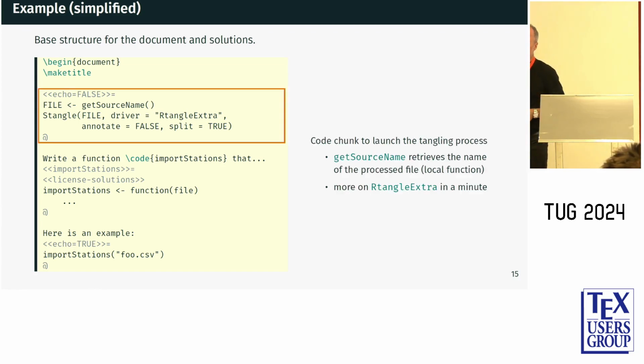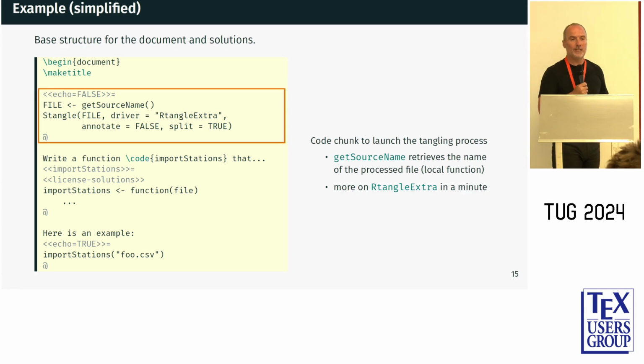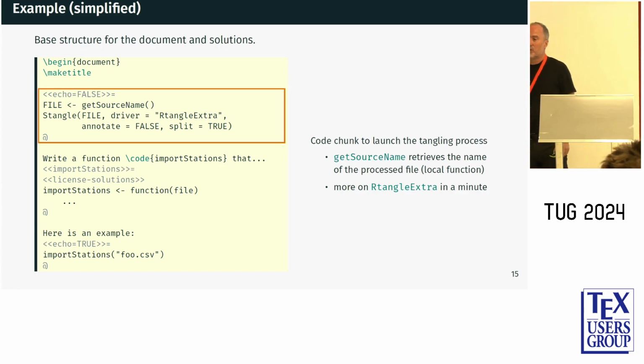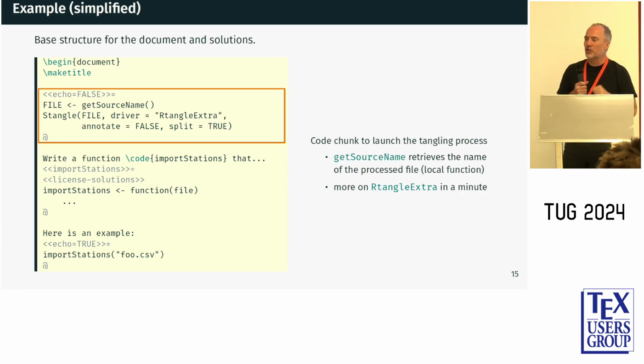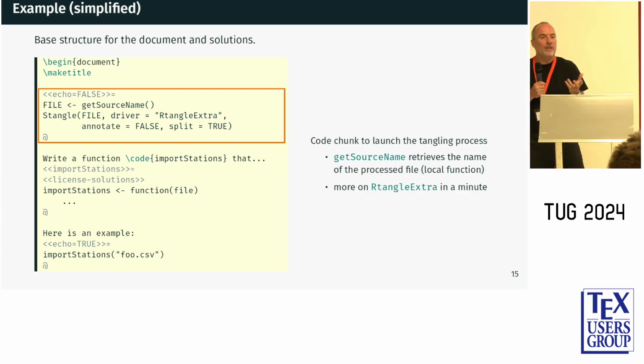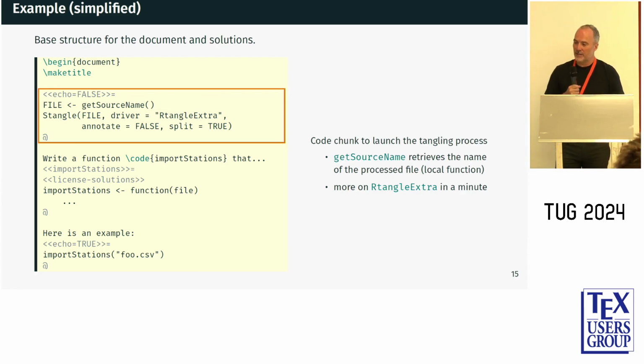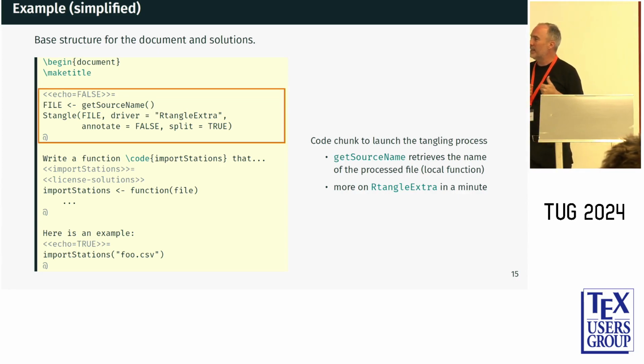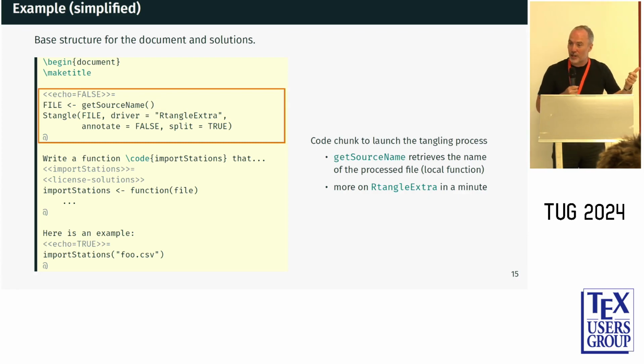So here's the idea. The very first code chunk in my document actually calls the tangle procedure. The first thing, get source name, is an internal function that I wrote to retrieve the name of the file that we're actually compiling. We'll come back to this in a moment. But you see that the first code chunk that is evaluated in the document is actually to start tangling the document first.